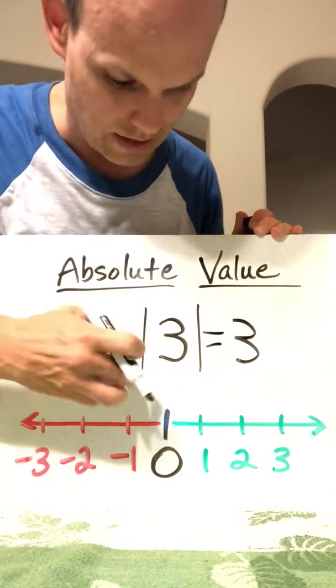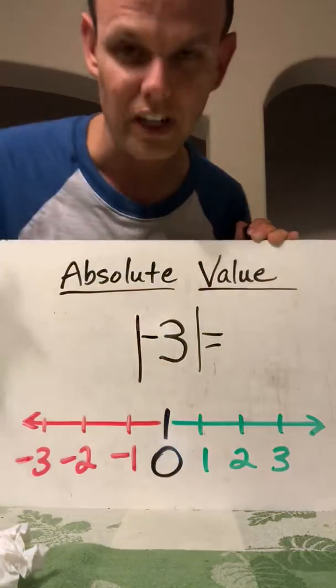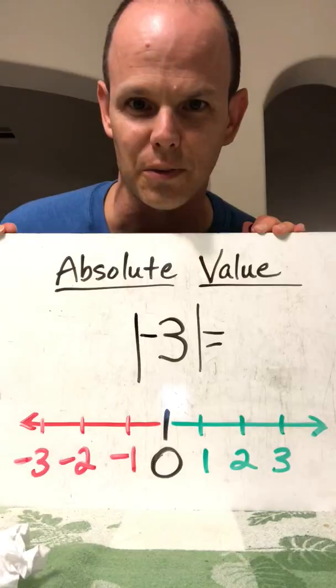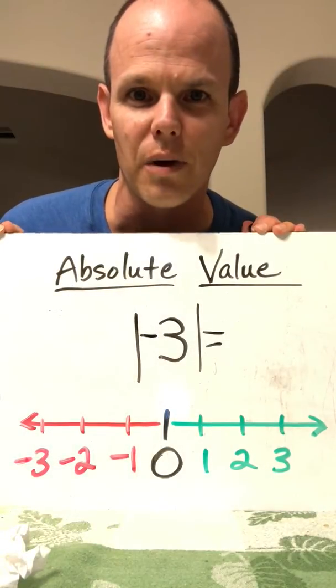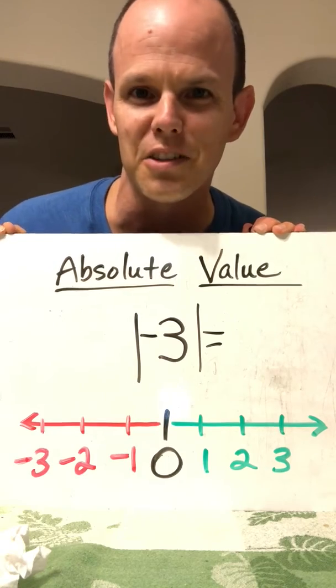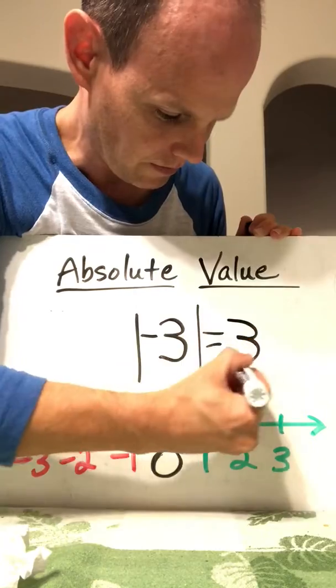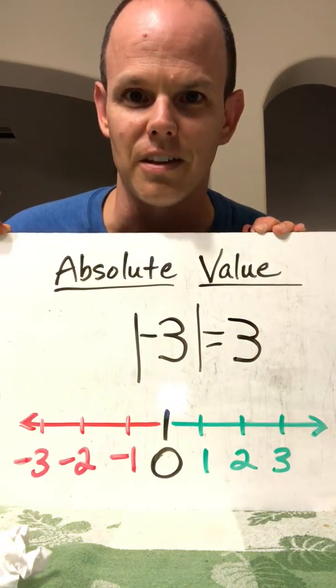Now, if I change that and I put a negative sign inside, this would read, what is the absolute value of -3 on the number line, or how far away is -3 from 0 on the number line? And that would be 3 spaces too, as we discussed earlier. 1, 2, 3. So that's your answer there.